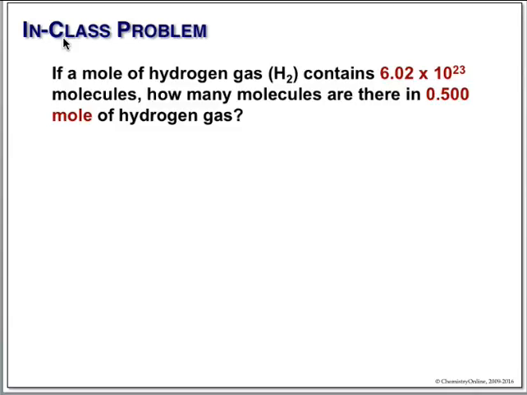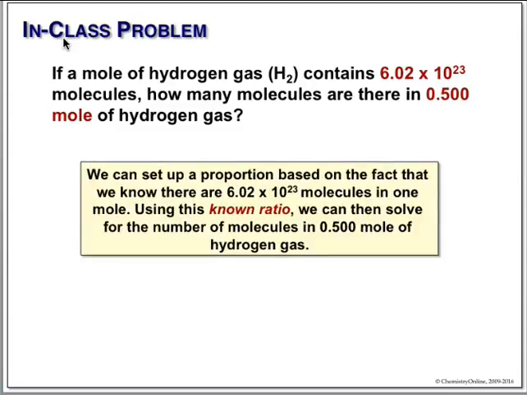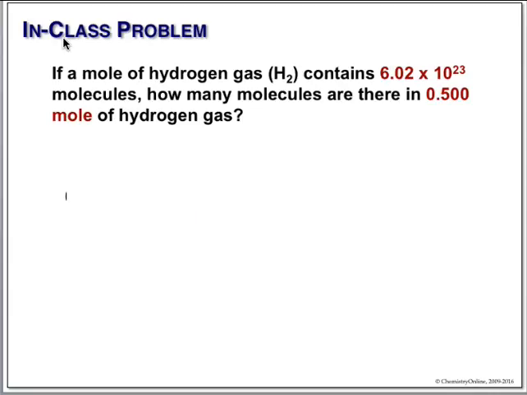All right, look at this little problem. It's a simple one. A mole of hydrogen gas contains 6.02 times 10 to the 23rd hydrogen molecules, right? How many molecules in half a mole? Once again, we know that there are 6.02 times 10 to the 23rd molecules of hydrogen in one mole. We are given that we have half a mole. So let's just set up our ratios.